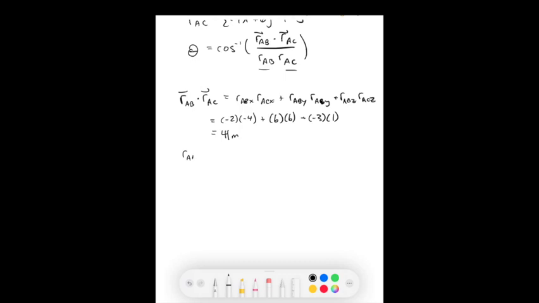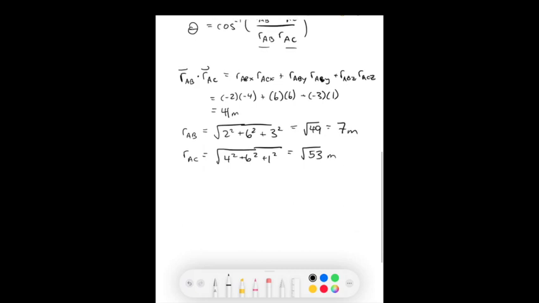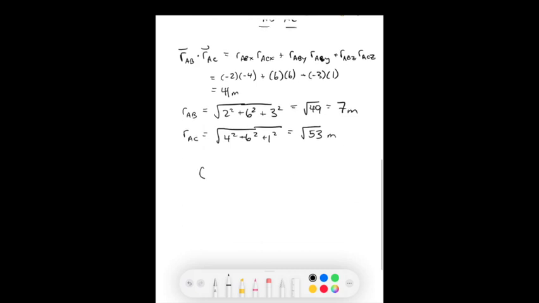So our magnitude of that vector AB, square root of 2 squared, x, y, and z. And that comes out to the square root of 49, or 7. And for the AC, put in the x, y, and z. We see that that is the square root of 53. Units is meters. Those will cancel out eventually anyway.